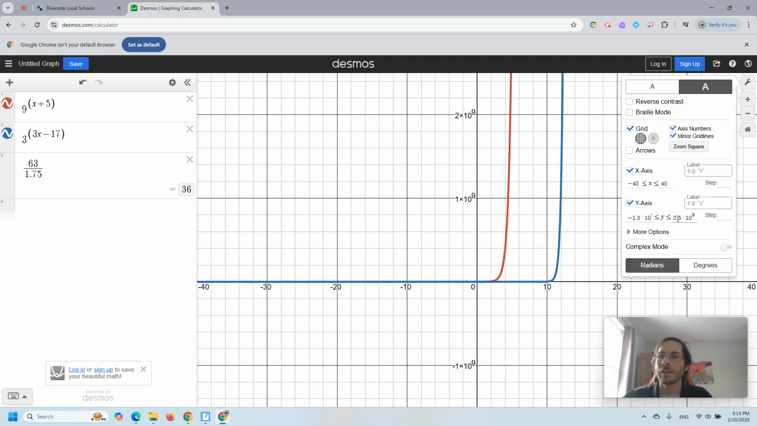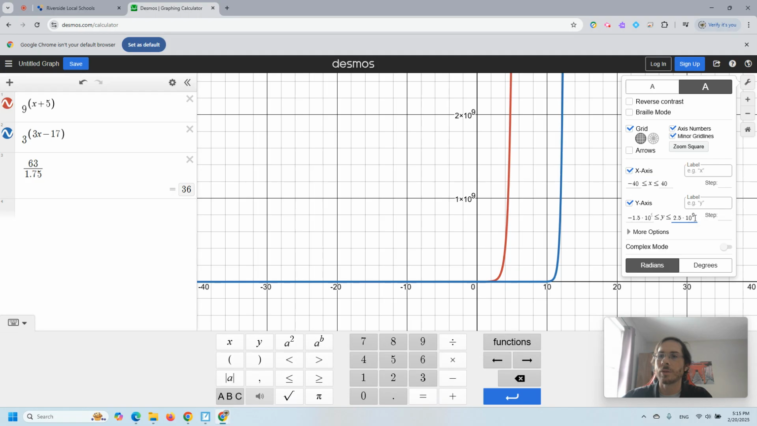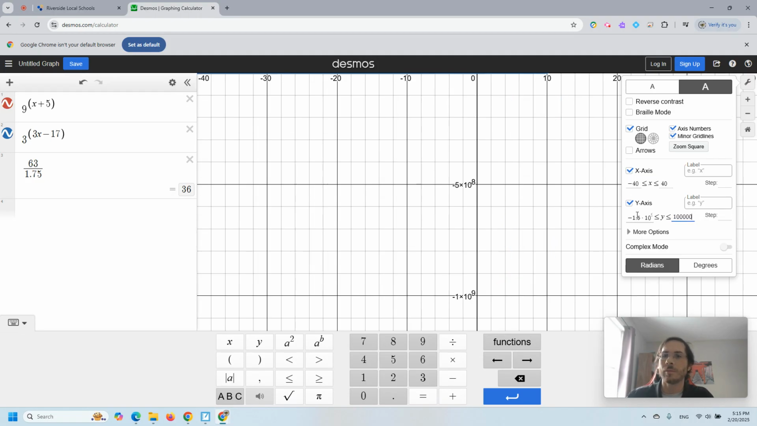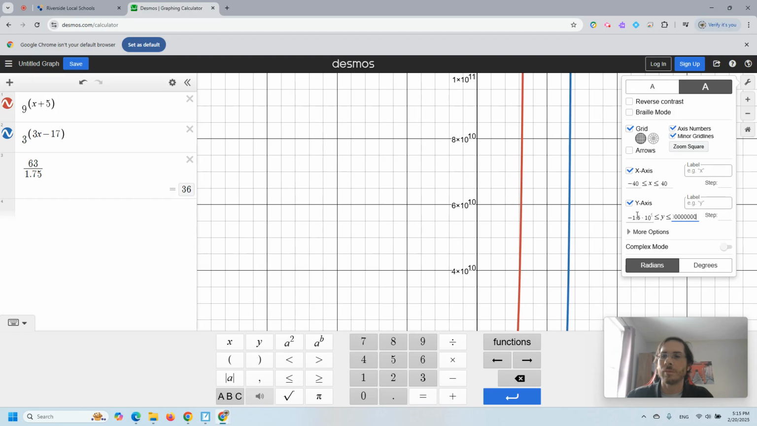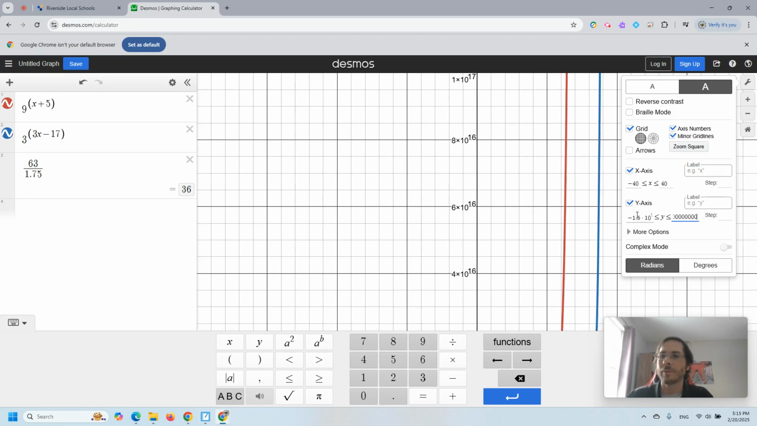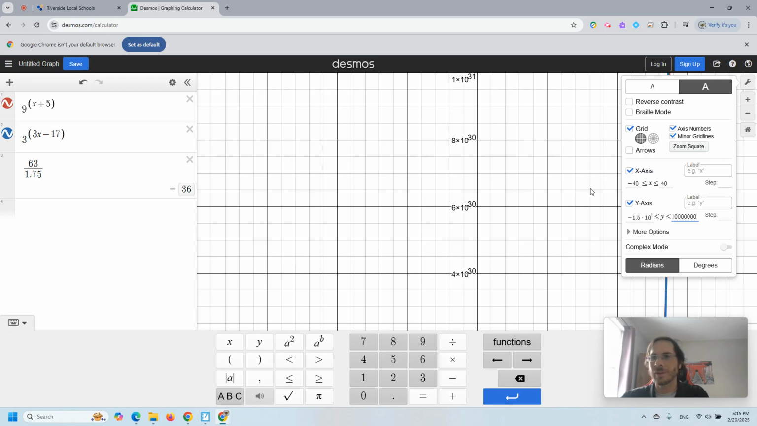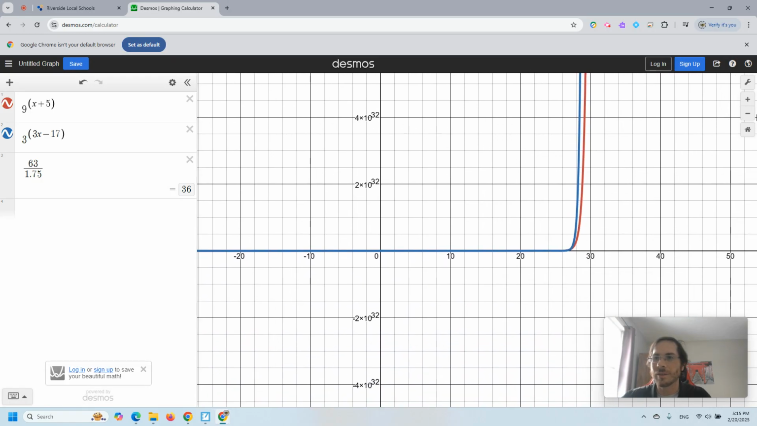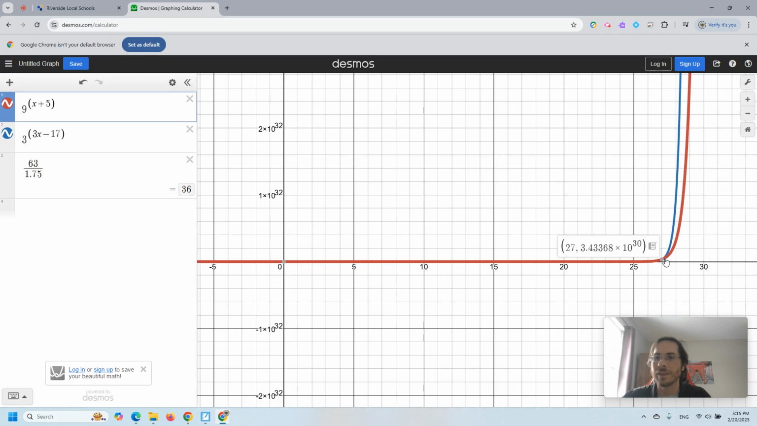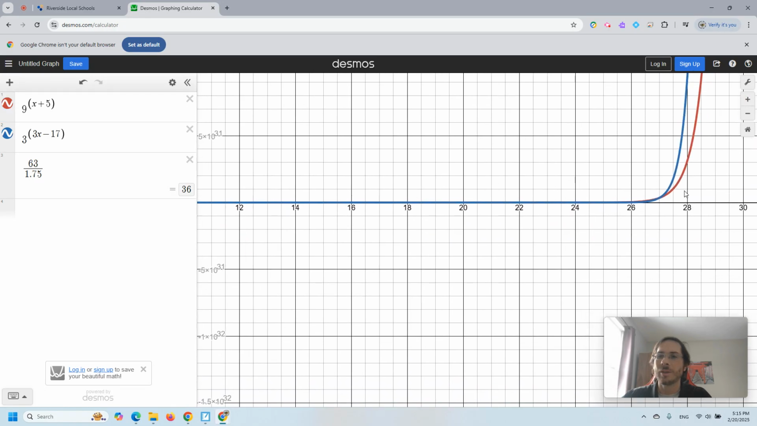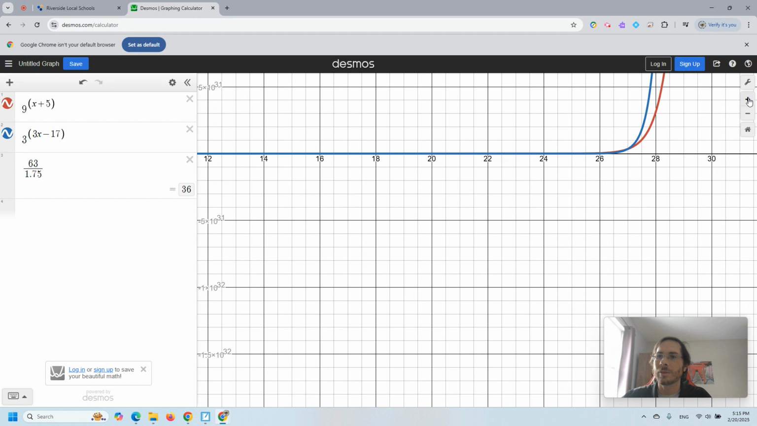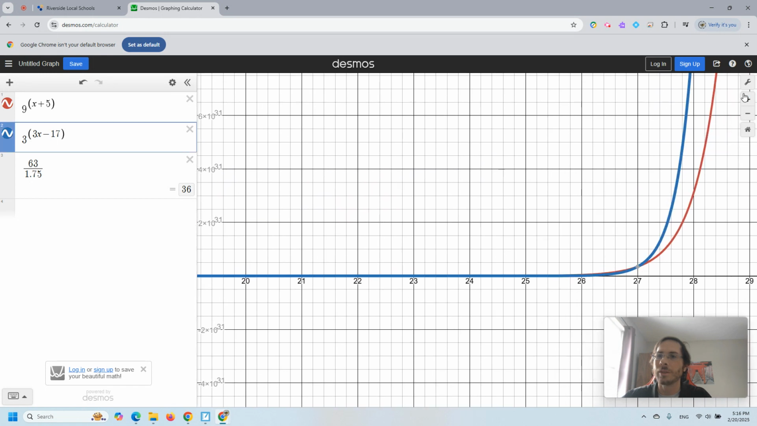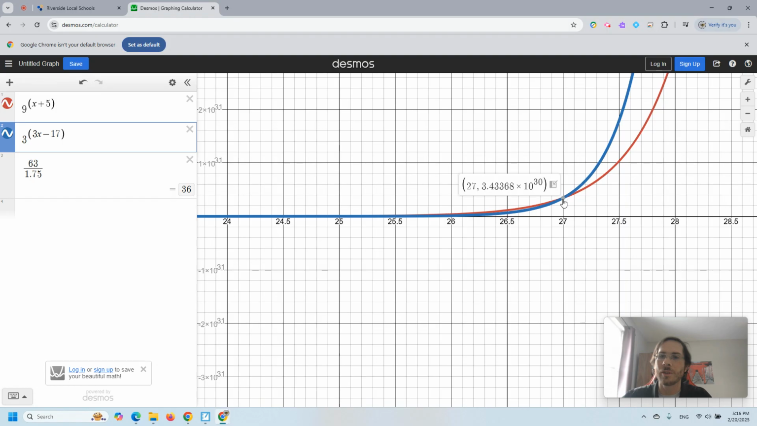So I still don't see them connect. So let's add some more zeros. I still don't see them connect. Still don't see them connect. Oh, they're getting pretty close. Oh, I thought I saw them connect. They did connect right there. What a pain. But they do connect. So we can zoom in a couple times to get a good view of it. See right there. That's where the crossover happens, and it does happen at 27.